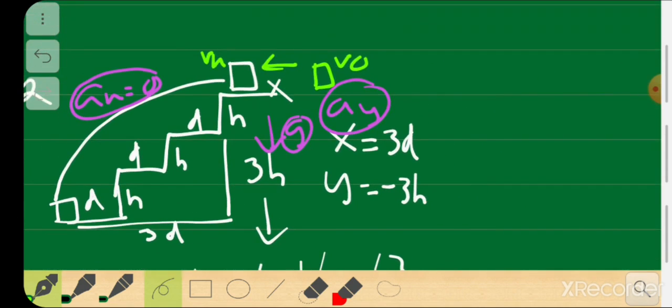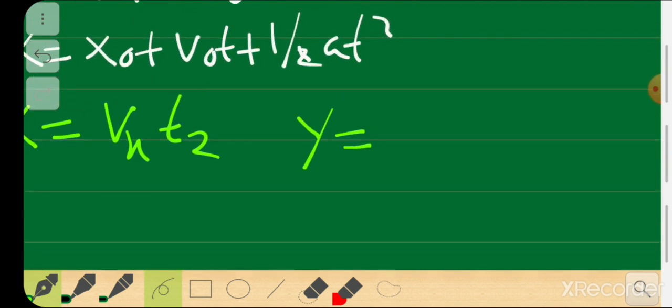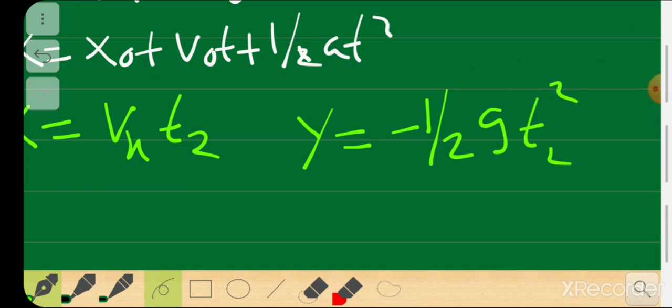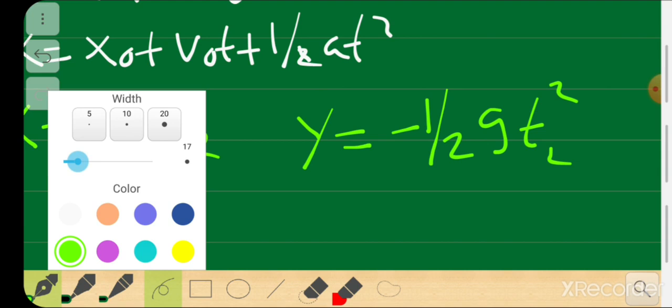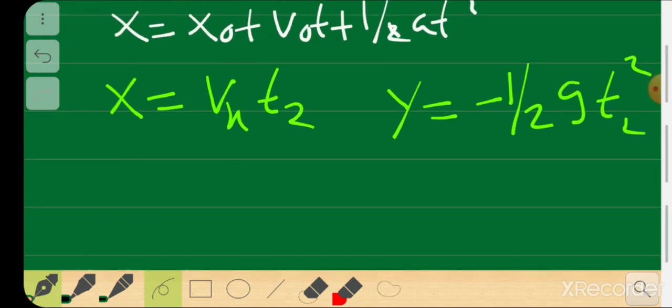The velocity at this point in the y-axis is 0, and it is starting to free fall, right? So the velocity is 0, so you get y equal to minus half g t squared, because it is in the downwards direction, so it's a minus sign. So we found that as well. Now what we can do is find t2 here.